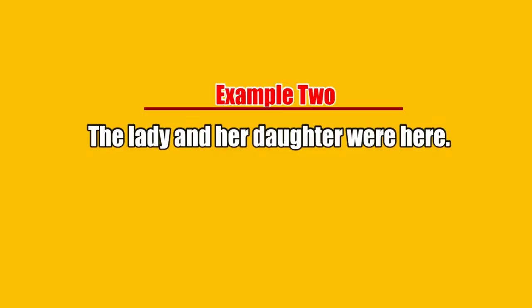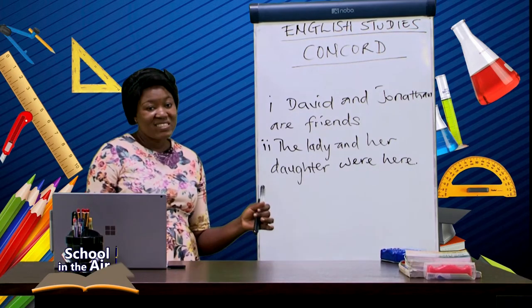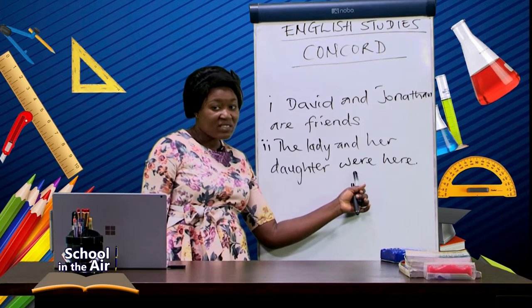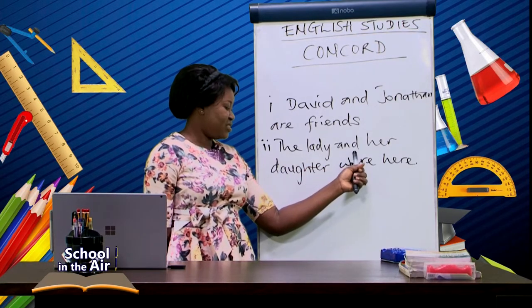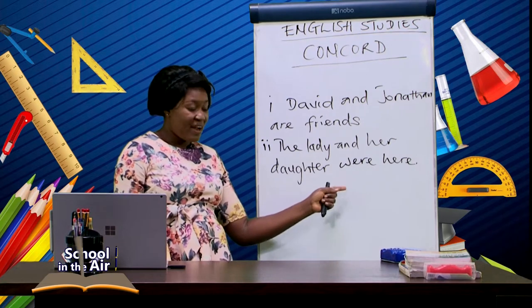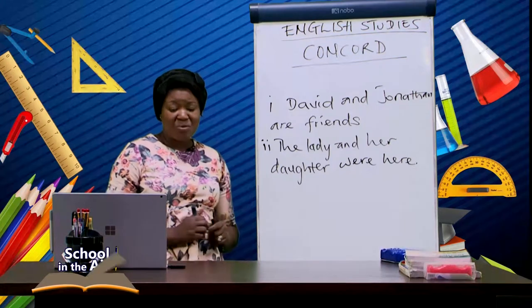Let's look at another example: "The lady and her daughter were here." Now, looking at this sentence structure, you will say that we have the lady, we have her daughter, and that is why we have used "were" to make it a complete and a correct sentence. Now, if we use "was", the sentence will not be correct because we have plural subjects. And because we have plural subjects here, the correct thing to use will be "were", which is the plural verb.